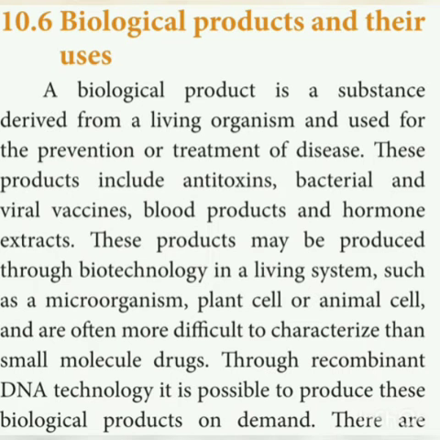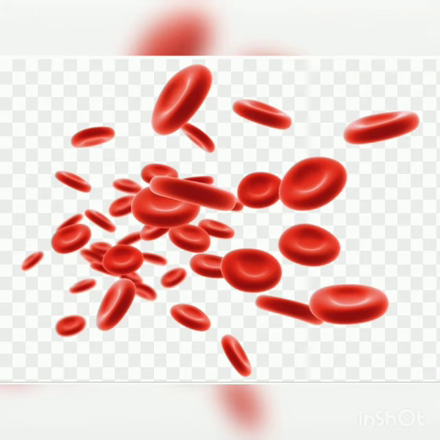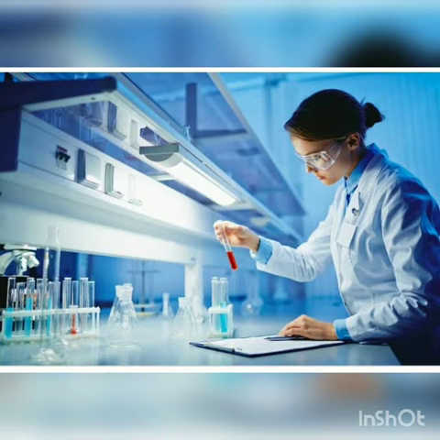Next is biological products and their uses. A biological product is a substance derived from a living organism and is used for the prevention or treatment of a disease. These products include antitoxins, bacterial and viral vaccines, blood products, and hormone extracts. These products may be produced through biotechnology in a living system, such as a microorganism, plant cell, or animal cell. Through recombinant DNA technology, it is possible to produce these biological products.